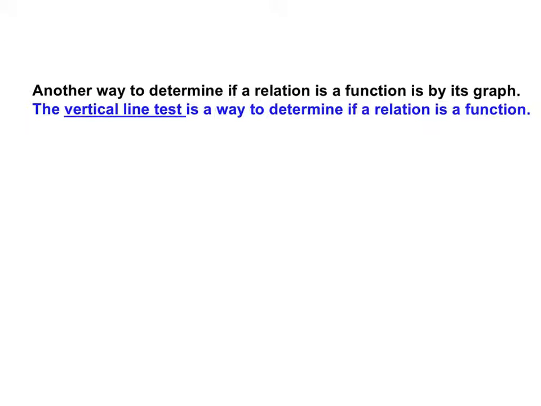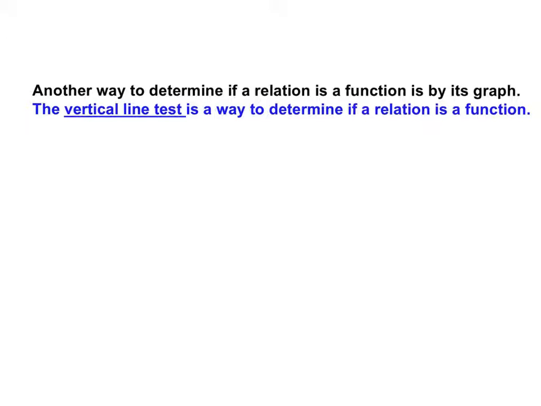So before, when we just had points, we would just look to see if x paired up with more than one y. And if it did, then it wasn't a function. If each x only went with one y, then it was a function. We can also look at a graph and determine if it's a function in the same way, except we use a vertical line to decide.